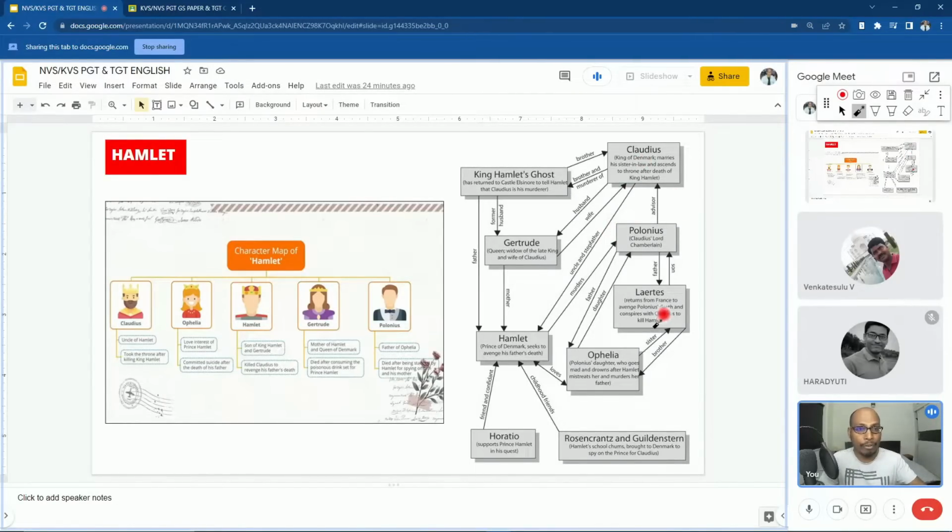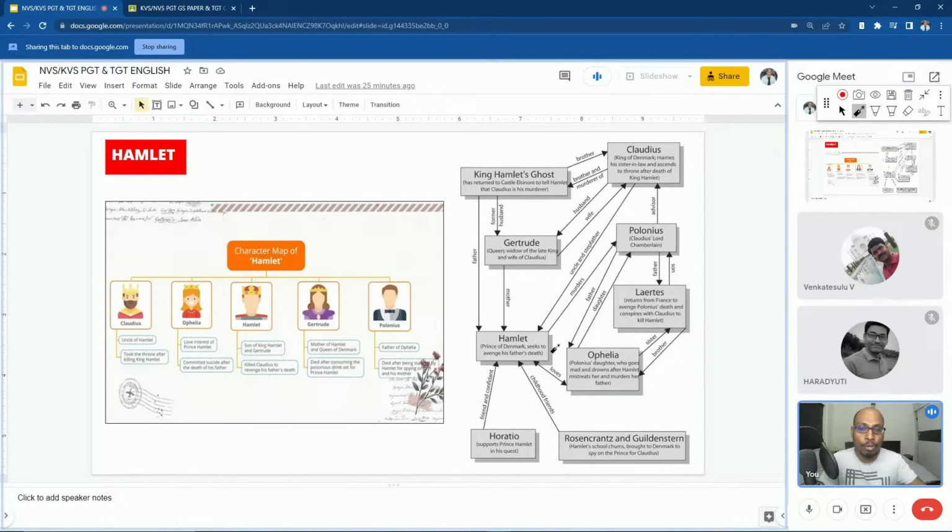And then it was informed to Laertes, and Laertes came to Denmark to avenge his father's death. And Ophelia was the daughter of Polonius. She was the love interest of Hamlet. She felt miserable when she was deserted by Hamlet, and when Hamlet killed her father Polonius.